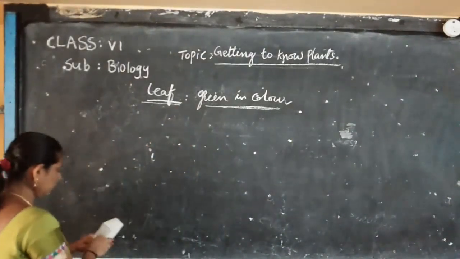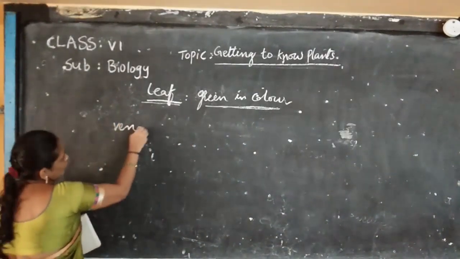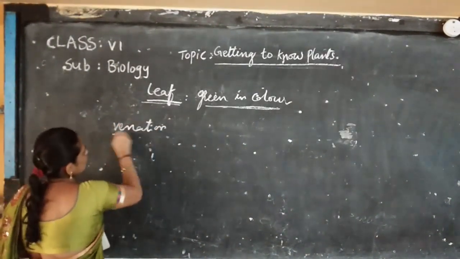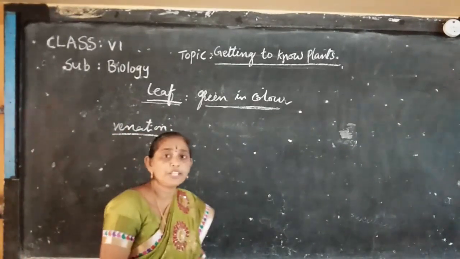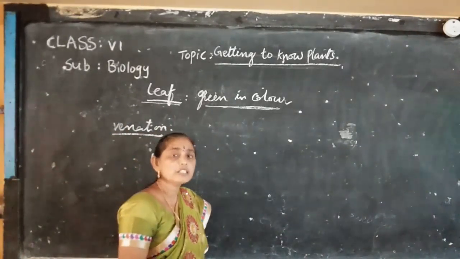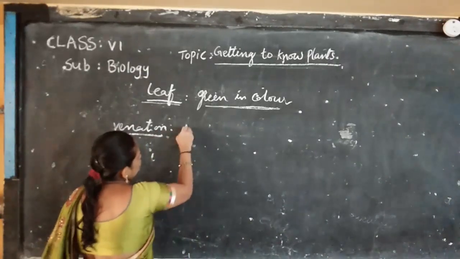Different plants have different types of venation. What is the definition of venation? The arrangement of veins in the leaf is called venation.